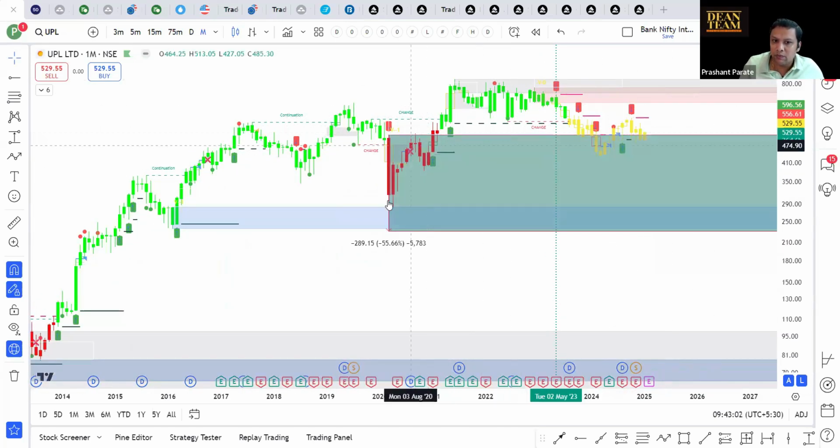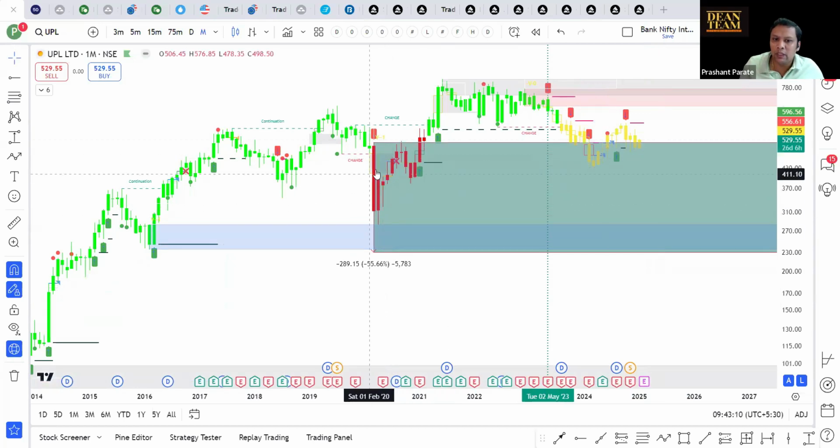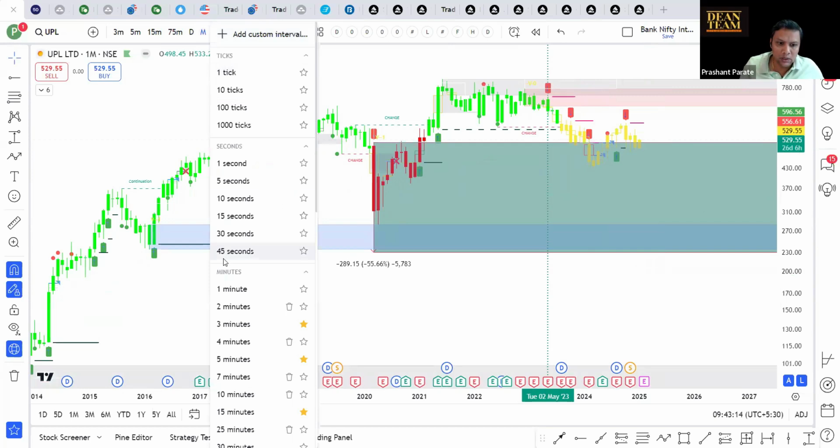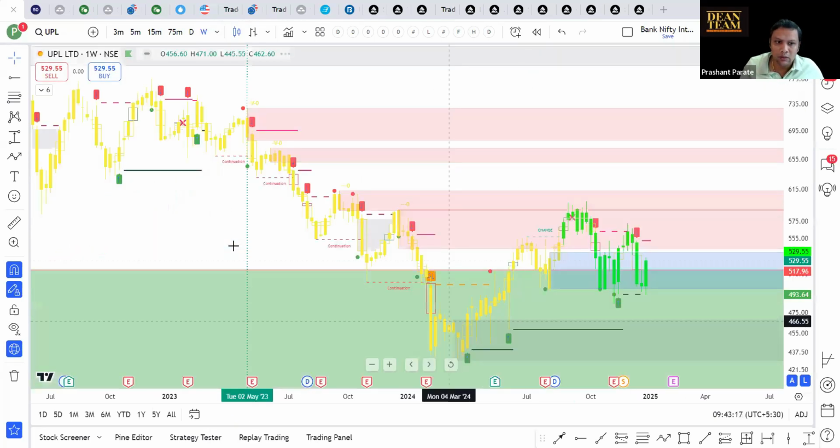But the risk is 55%. We don't know how much it will go. For investment purposes, it is okay, but I won't take any kind of risk with this big stop loss. Instead of this, I will go to the weekly chart. Let's check what is on the weekly chart.